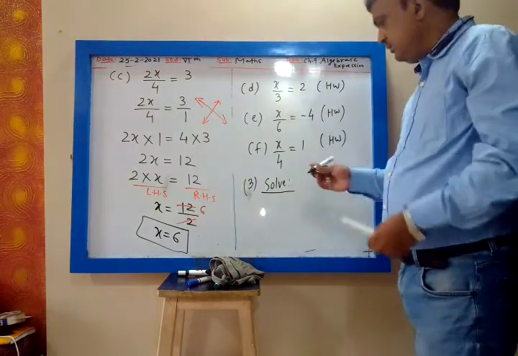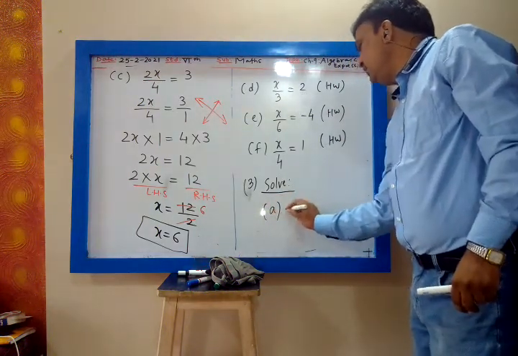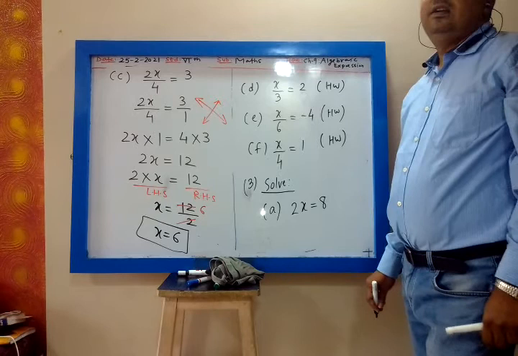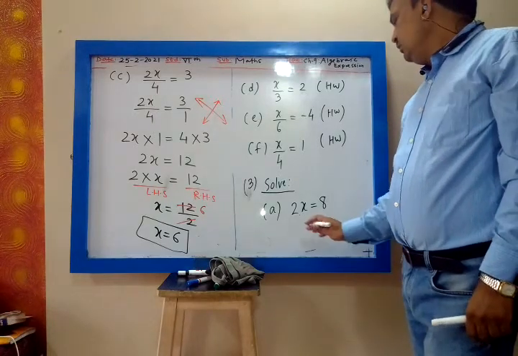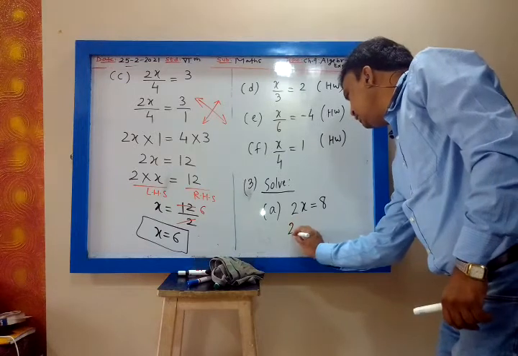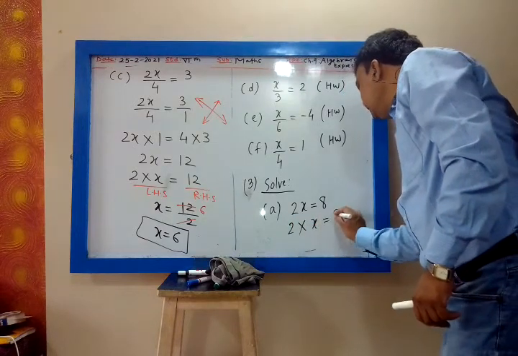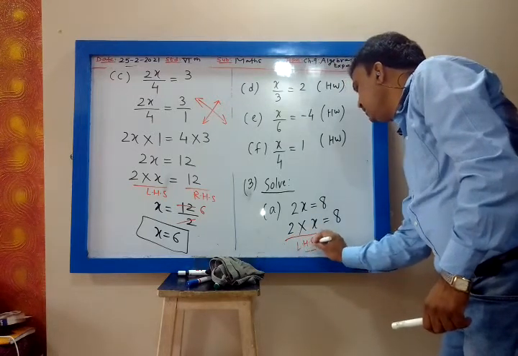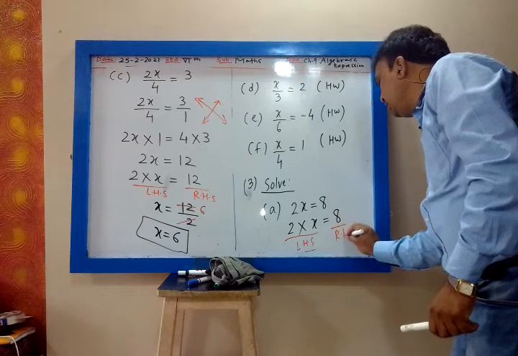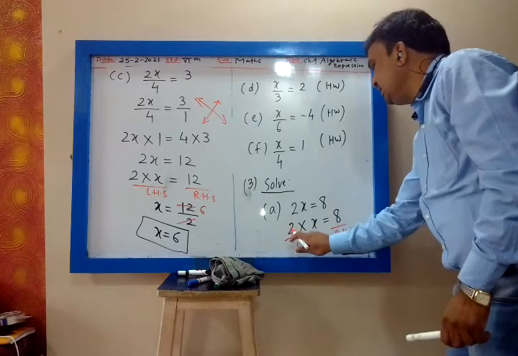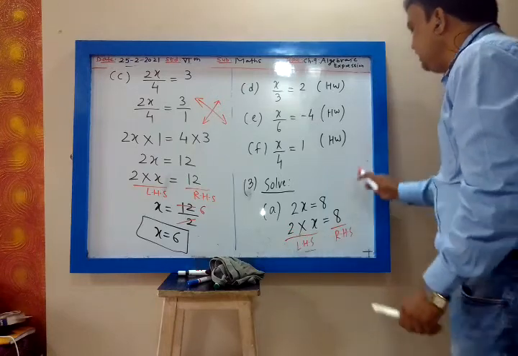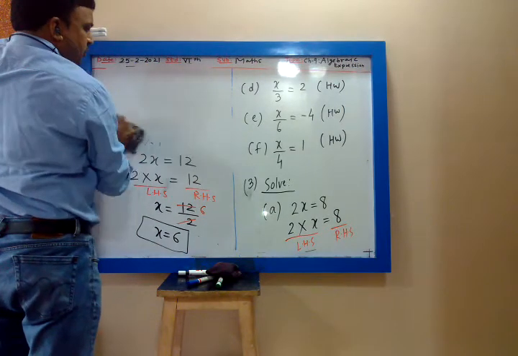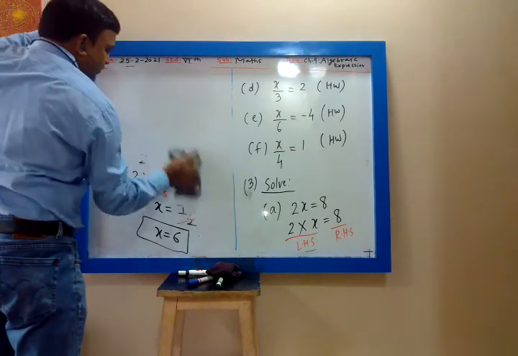Solve 2x is equal to 8. What do you mean by 2x? 2 into x. 2 into x is equal to 8. So this is my left hand side and this is my right hand side. Now before equality, 2 is there in the multiplication. So when I change the side of 2, 2 will go in the division. So x is equal to 8 upon 2.